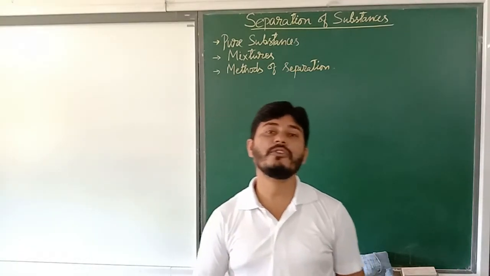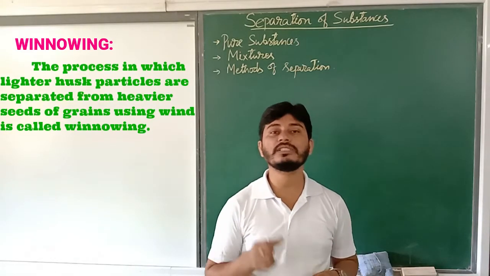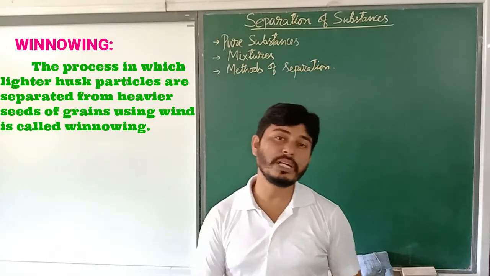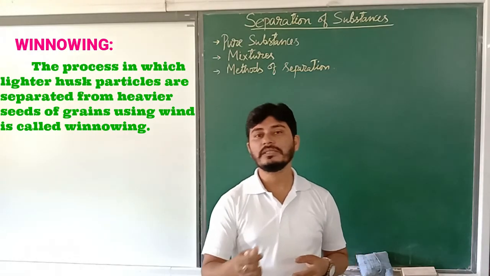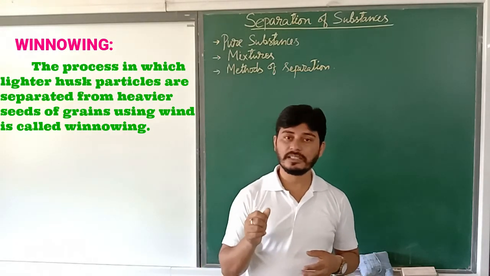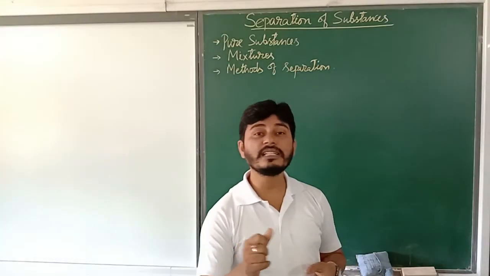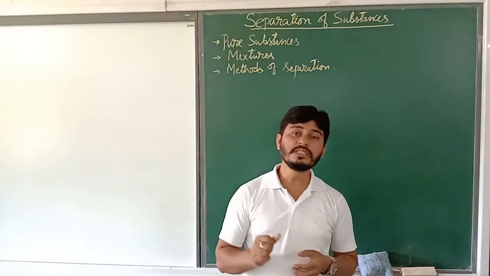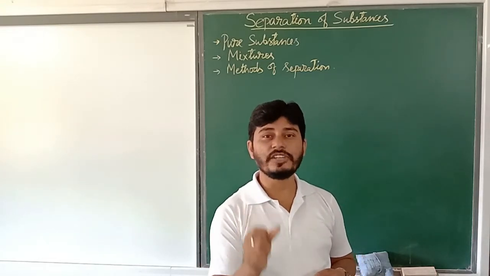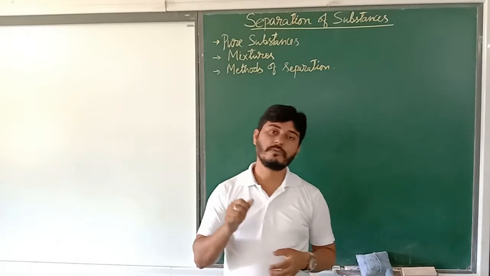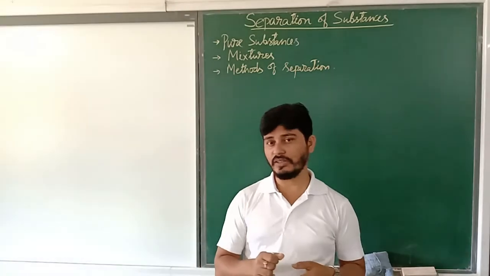One more method for separation of substances is winnowing. Winnowing is the process where different components of a mixture are separated using wind. For example, the threshed grains have lots of impurities such as seed coverings and dry leaves, which together are called chaff. These chaff are separated from the seed grains using wind, and this process is called winnowing.